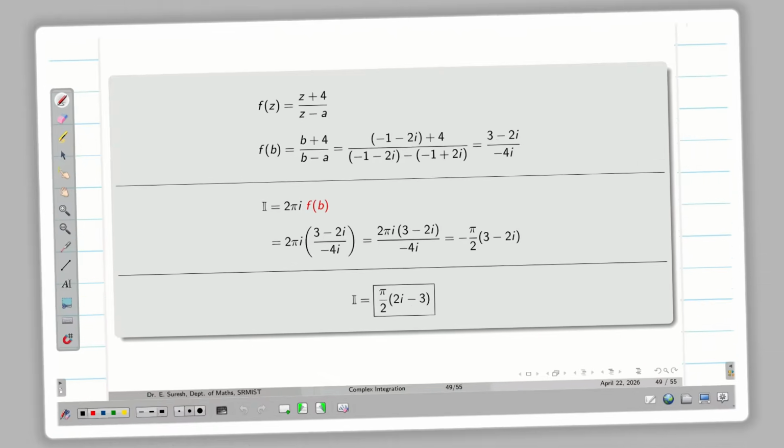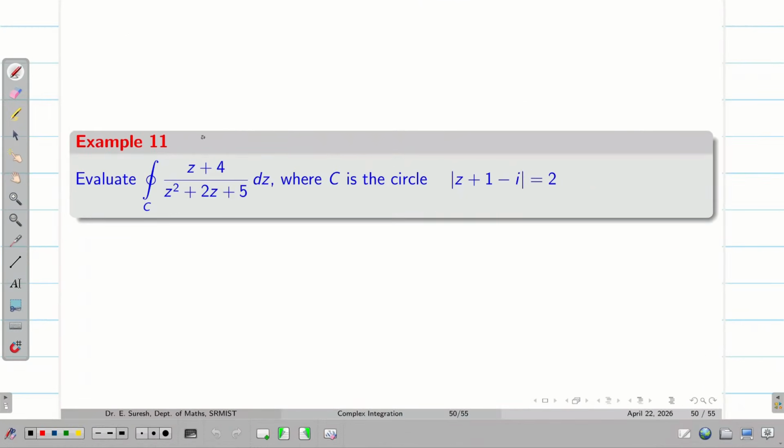Hope you understand, students. Next, for more clarity, we are going to solve one more problem. The question is same, only the region is changing. In the previous problem, the circle is modulus of z plus 1 plus i equal to 2.